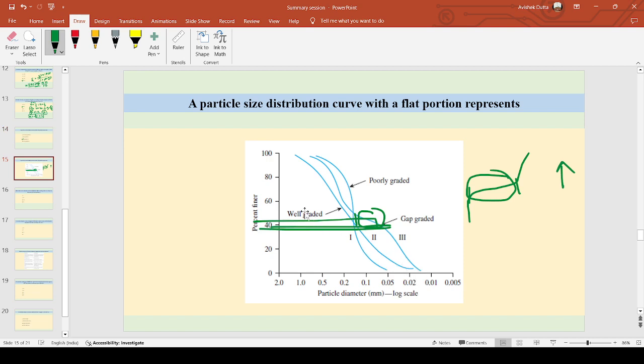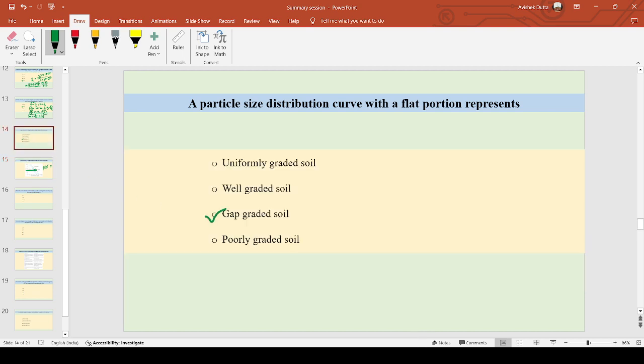A well graded curve covers a wide range, but in poorly graded soil it covers a narrow range, almost like a straight line. But this is a curved line. It has inclination. That means it covers particles of a wide range. It is a well-graded soil, isn't it? Is it clear?